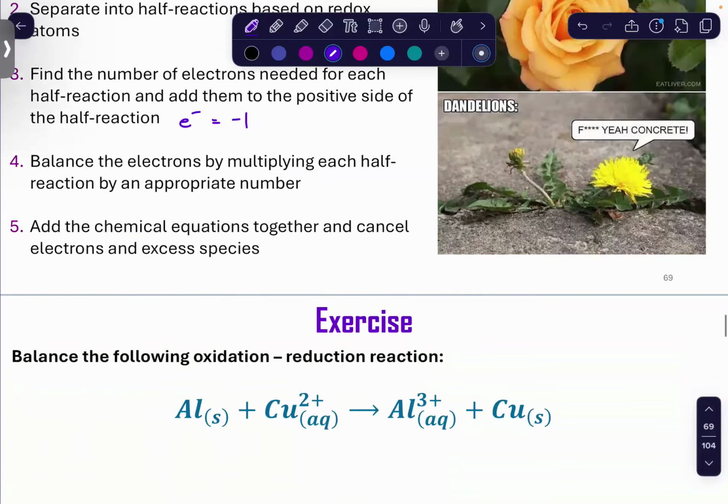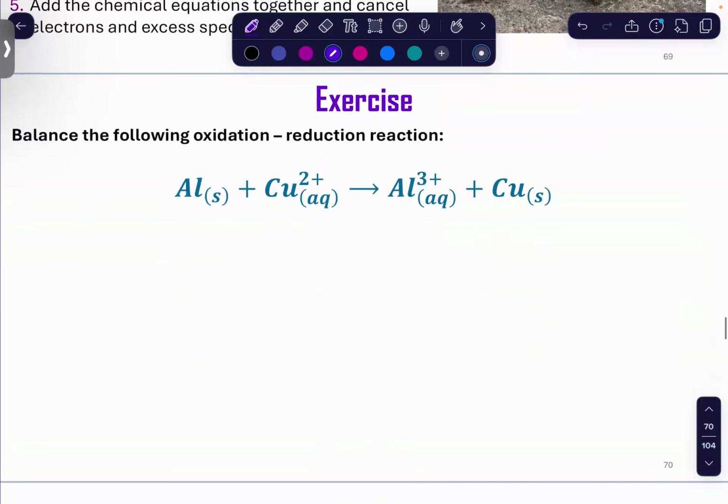All right, let's look at a simple redox reaction as an exercise. So here you see we have aluminum reacting with copper 2, and that ends up producing the aluminum ion. Remember, it's not aluminum-3. Aluminum is a metal, yes, but it's a main group metal, and it's in that, was it 13?